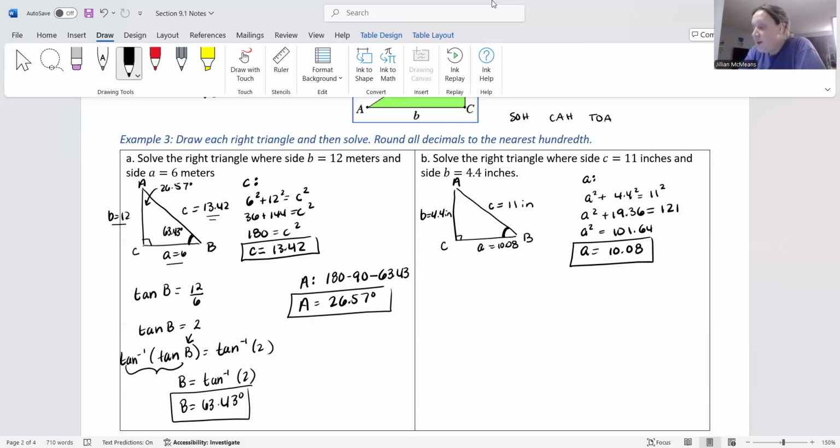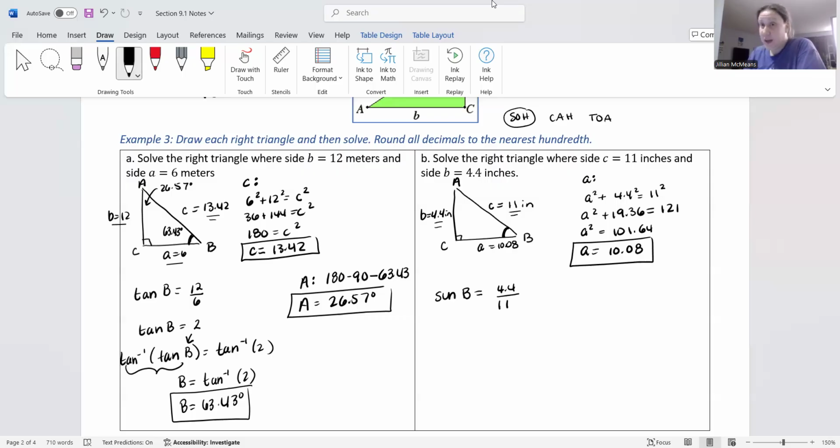So I'm really liking sine in this case because it has the opposite side, which is exact, and the hypotenuse, which is exact. So I'm going to do sine of angle B, which is unknown at this point, but we've got the inverse trig functions. So sine of angle B has to equal the opposite side, which is 4.4 inches, divided by the hypotenuse, which is 11 inches. Okay, I can do a little bit of work here.